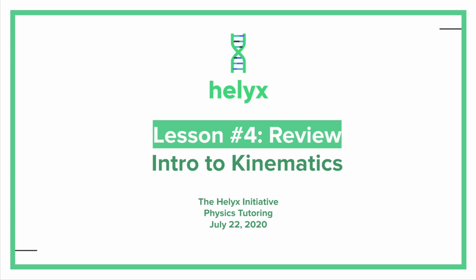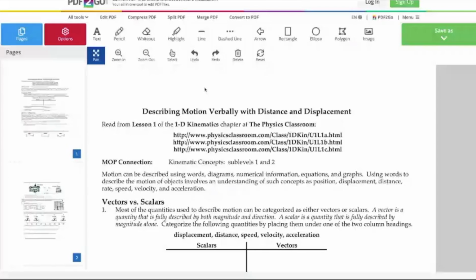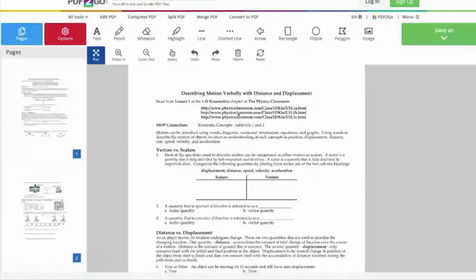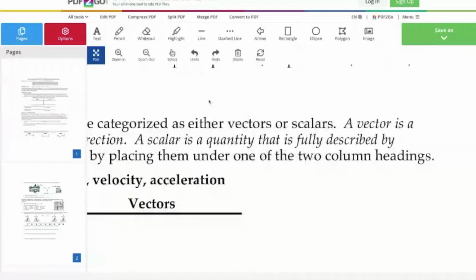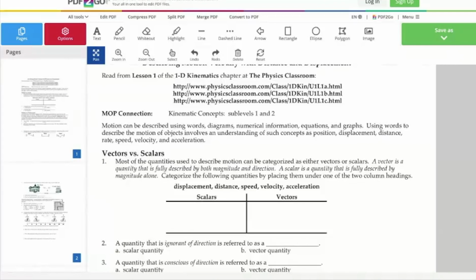Oh, sorry, this is the wrong one. Okay, is everyone able to see my screen? I'm sharing a worksheet. Oh, someone's still joining. Type in the chat if you're able to see my screen.